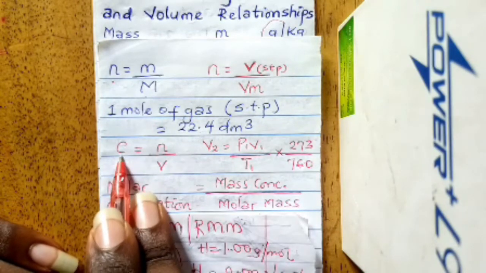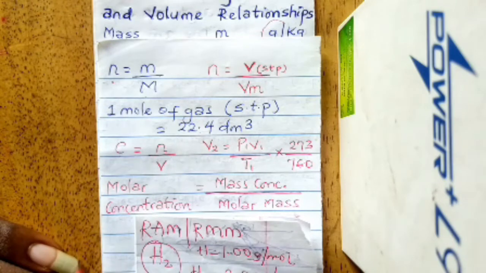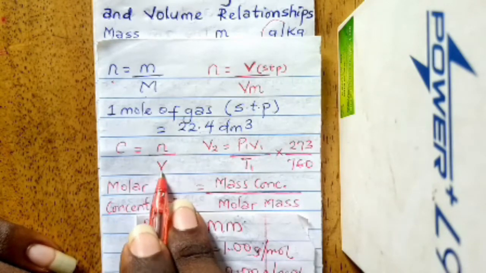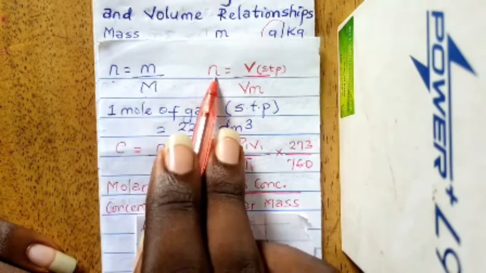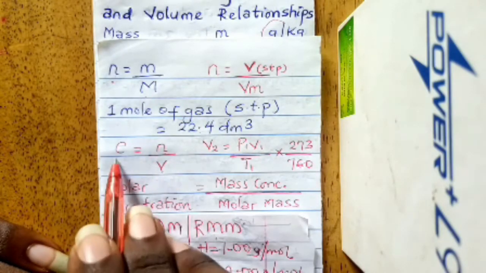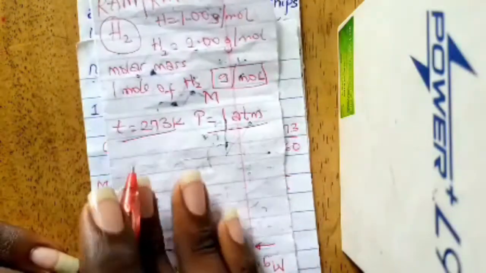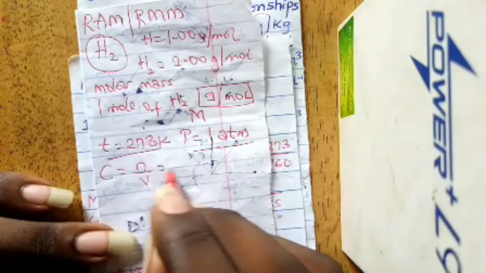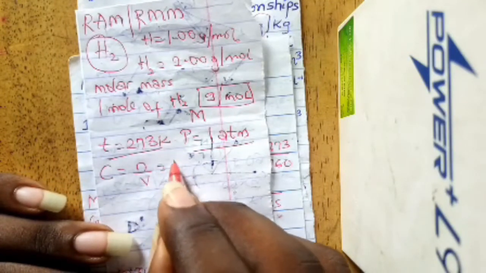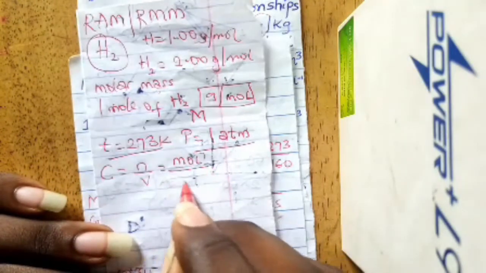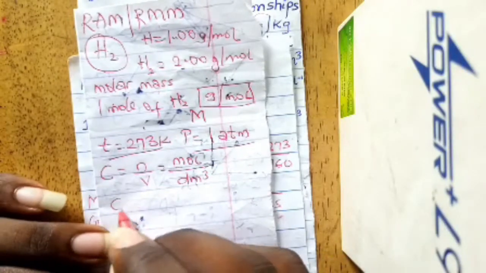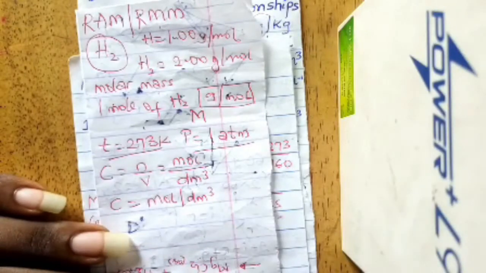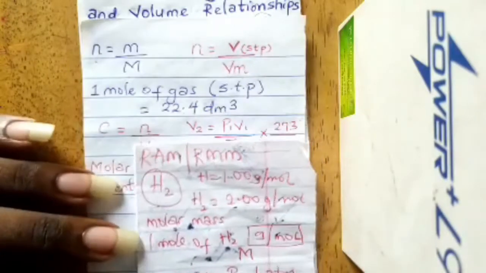Now we have C, the concentration. Concentration is equal to n over V, where n is the number of moles. So when you say concentration, it is n over V. The number of moles n is in moles, and volume is in dm cube. So the unit for C is mole per dm cube. These are simple ways of analyzing them.